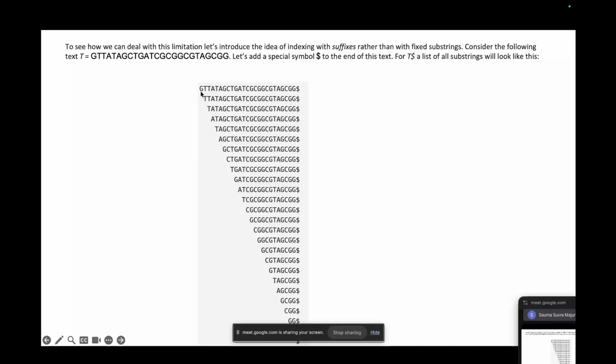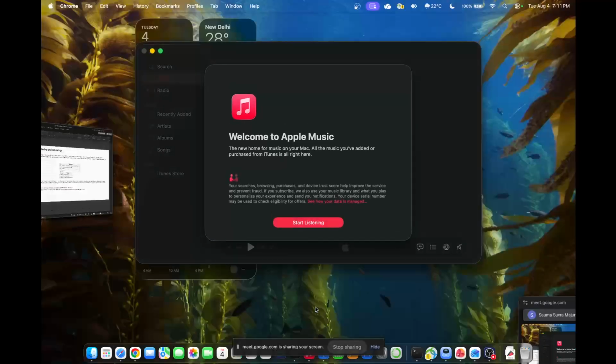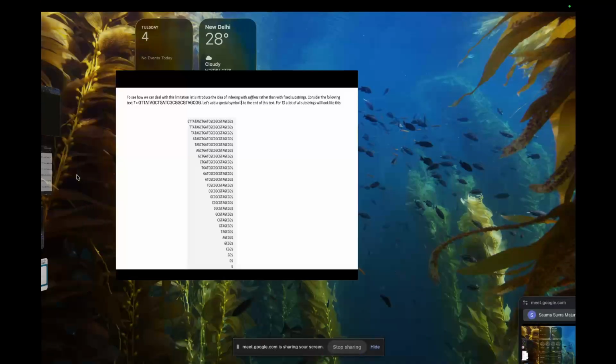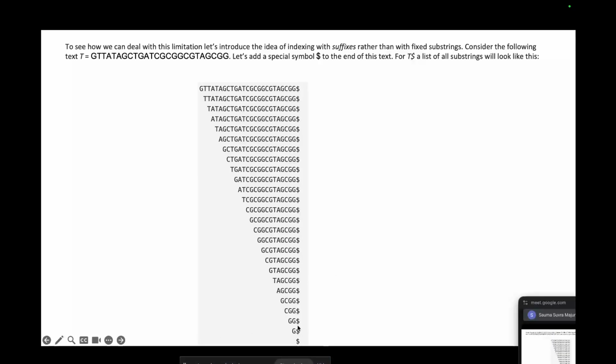The first suffix will be, if you remove the first element, that will be the first suffix. Then you remove the second element, this will be the second suffix, and so on and so forth. You go on until you reach the termination signal, right? So these are all the suffixes. All of these are suffixes of this single text.